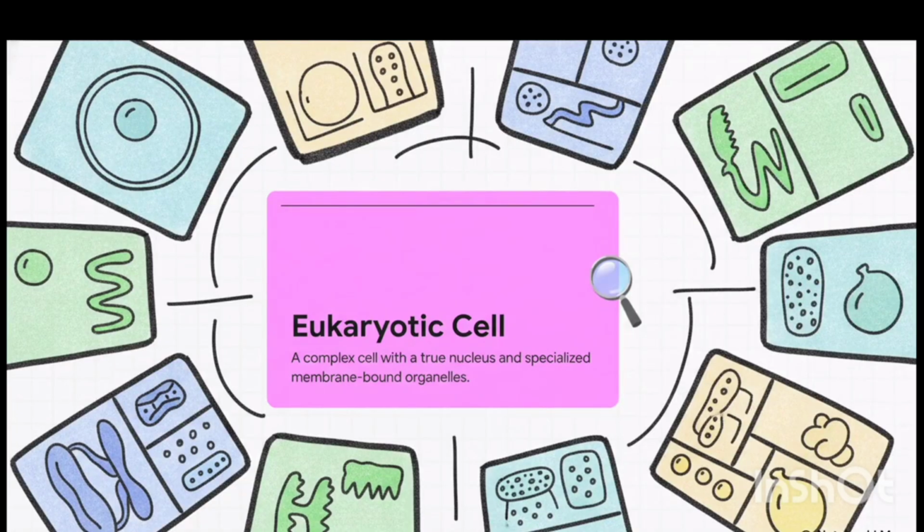Contrast that with eukaryotic cells. Eu means true. These are the multi-room mansions. They are incredibly complex and feature a true, well-defined nucleus that's protected by its own membrane. But even more than that, they contain specialized, membrane-bound organelles. Just like that mansion has separate rooms for cooking and sleeping, a eukaryotic cell has dedicated compartments for making energy, storing waste, and building proteins.